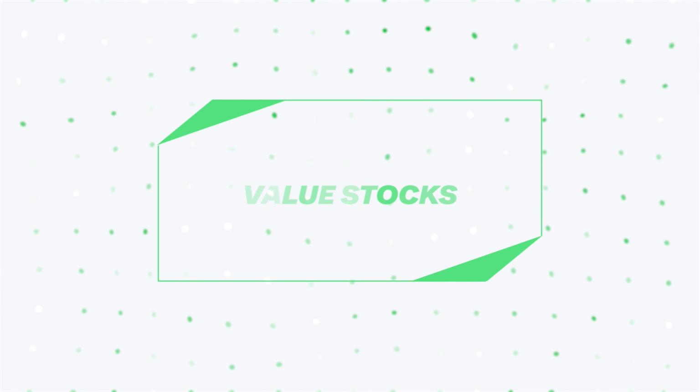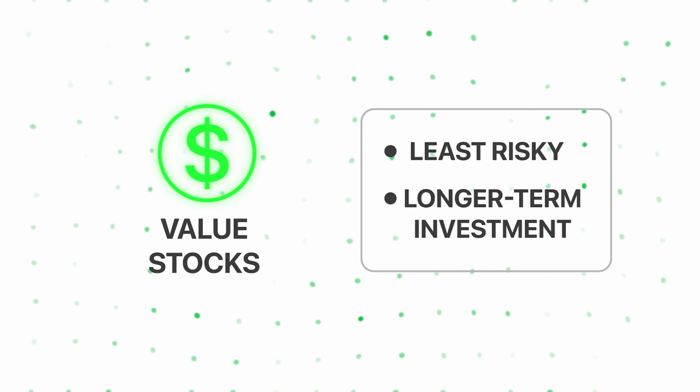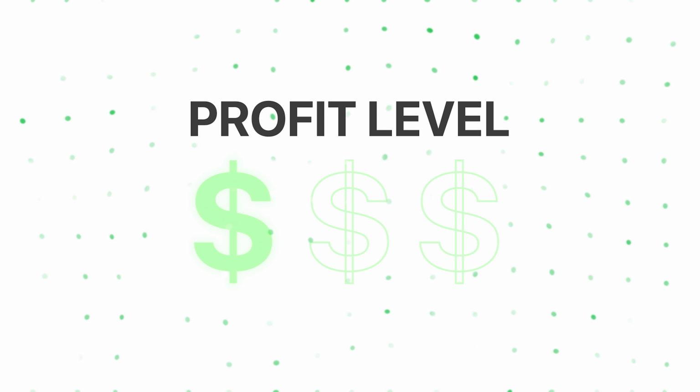Let's start with the first one, value stock. A value stock is a stock currently trading at a lower price than its value. The strategy here is to hold your position for years, if not decades, until the price appreciation increases. This is the least risky type of investment, but also potentially the least profitable.